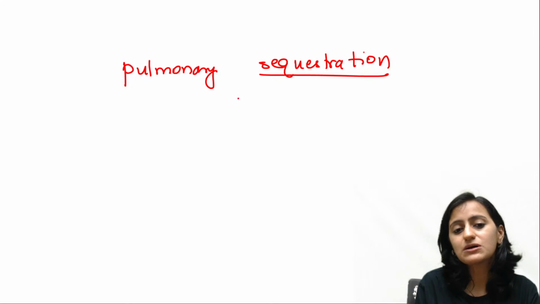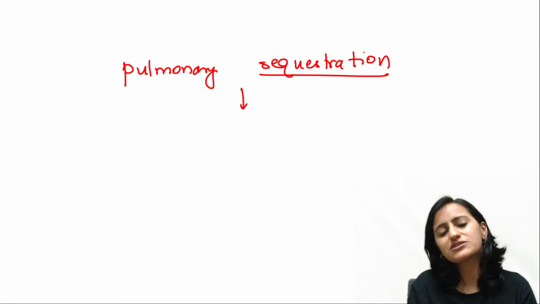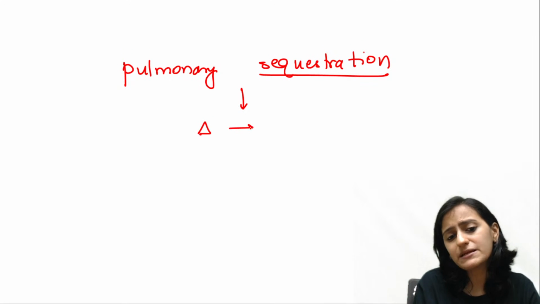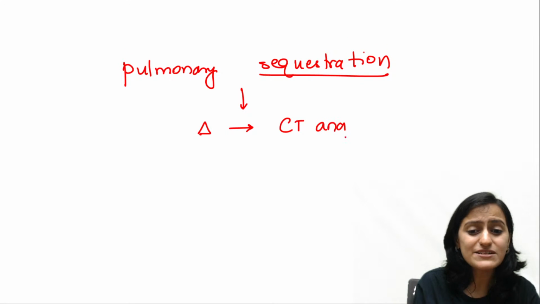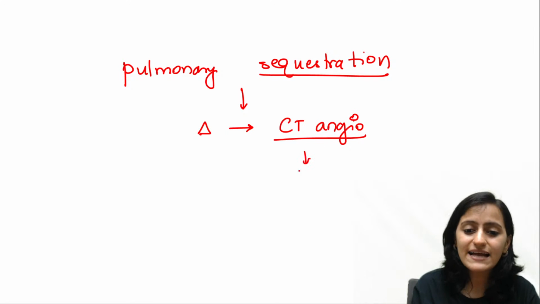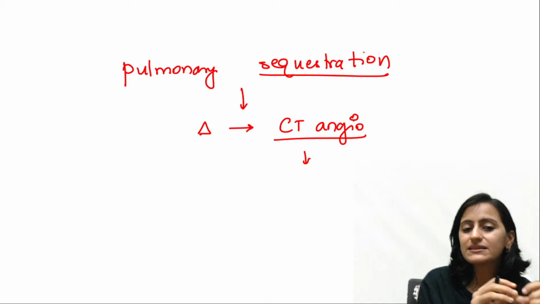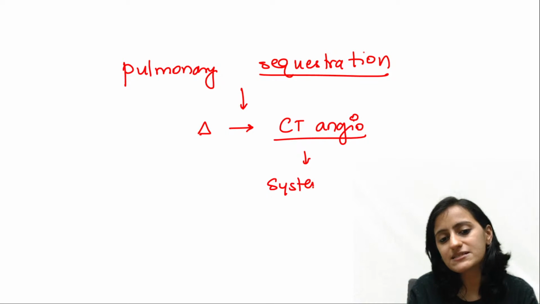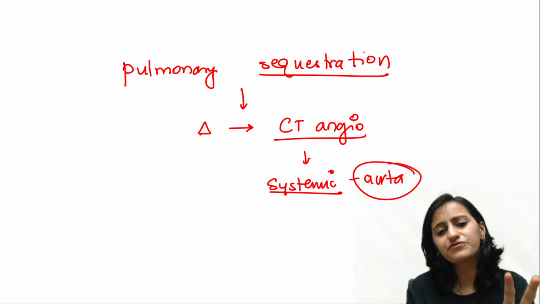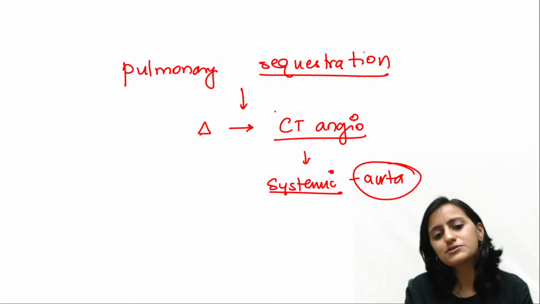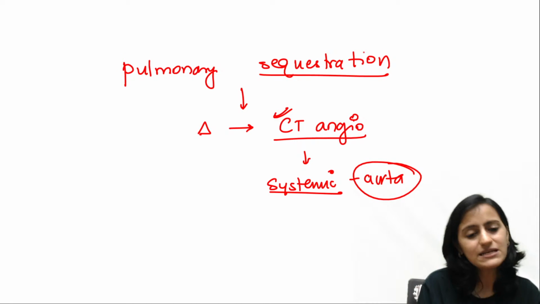Pulmonary sequestration, what do you mean by that? A part of the lung which is sequestered, separate from the rest of the lung. How do you diagnose pulmonary sequestration? What is the most important thing? Very correct. That is your CT angio. Why CT angio? Because in sequestration, it is not supplied by the pulmonary artery. That part of the lung has your systemic supply from the aorta or a branch of the aorta. So you want to prove that it is supplied by the aorta, and that is why CT angio is the investigation that we do.